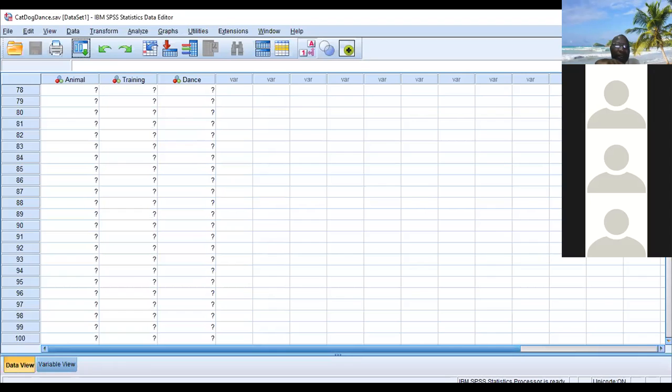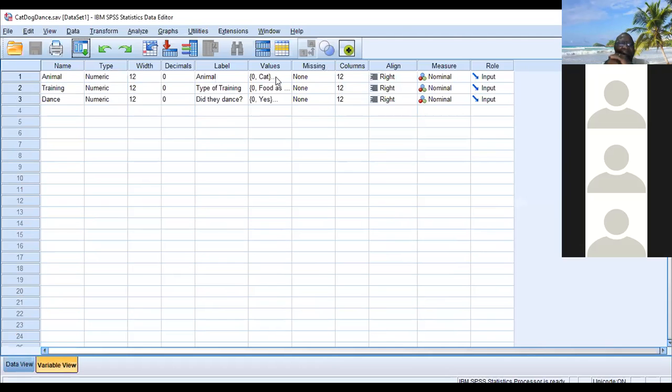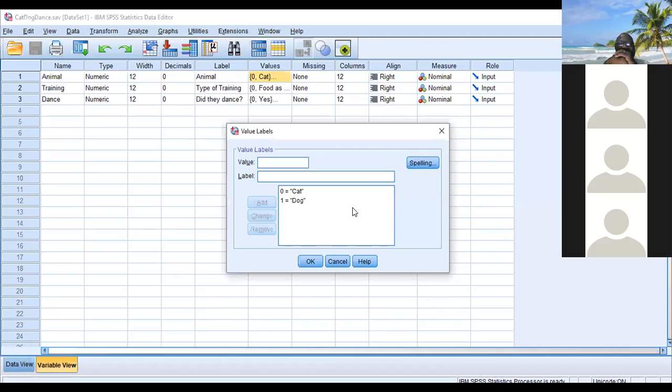Okay. What I just wanted to tell you is that they are arranged in series. So you can click on the variable view. Let's see the way we did the coding. Click on the variable view. Click on that first one, animal. The value. Can you see? This is the dummy now.